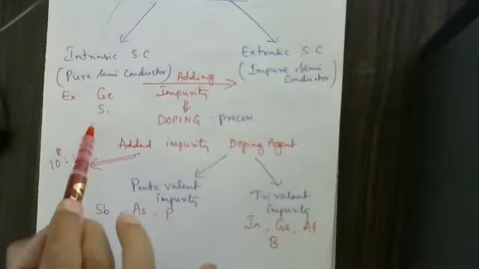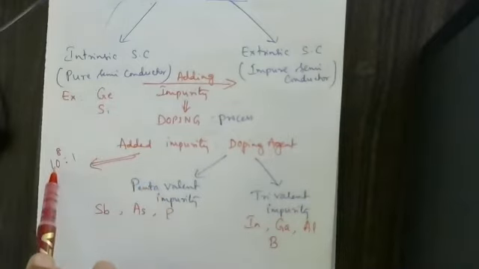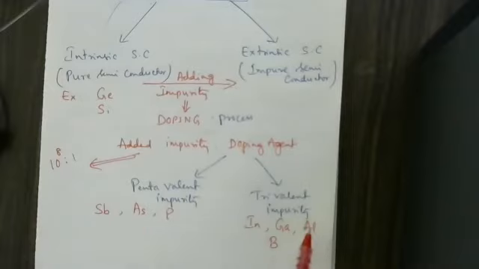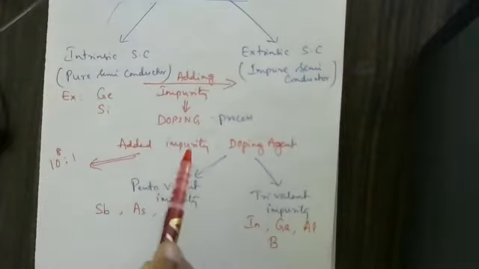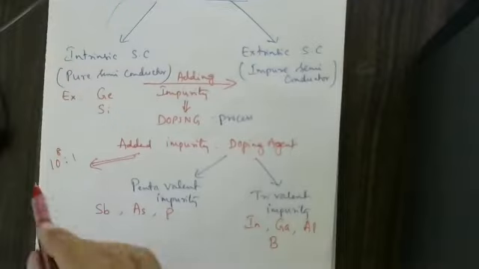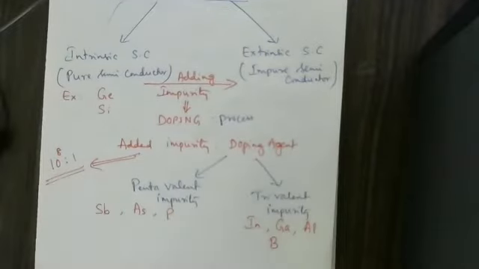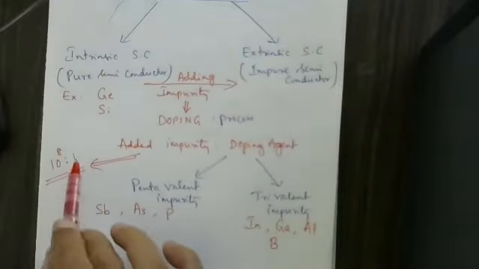If the original atoms are germanium or silicon, maybe 10 to the power of 8, either pentavalent or trivalent, any one impurity is said to be equal to 1. In that ratio only we are supposed to add the impurity. It should not be more than this, or less than this. Okay. The number of impurity atoms that we are going to add is in the ratio of 10 to the power of 8 is to 1.